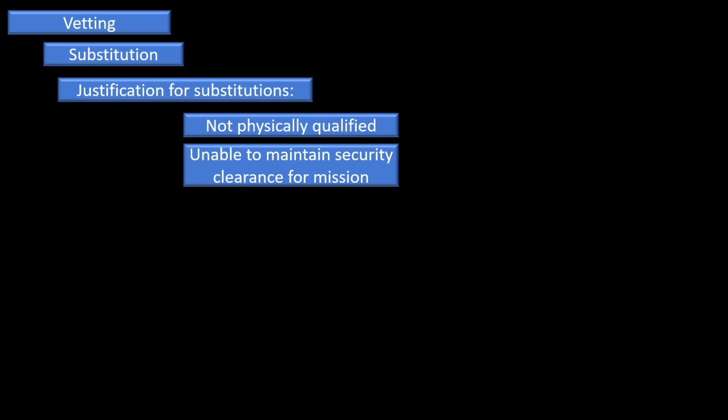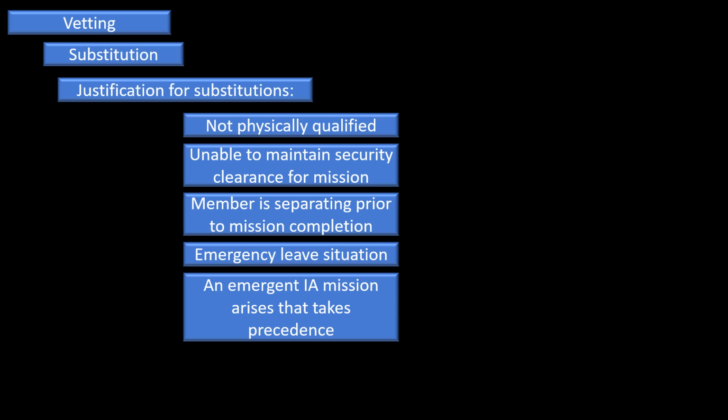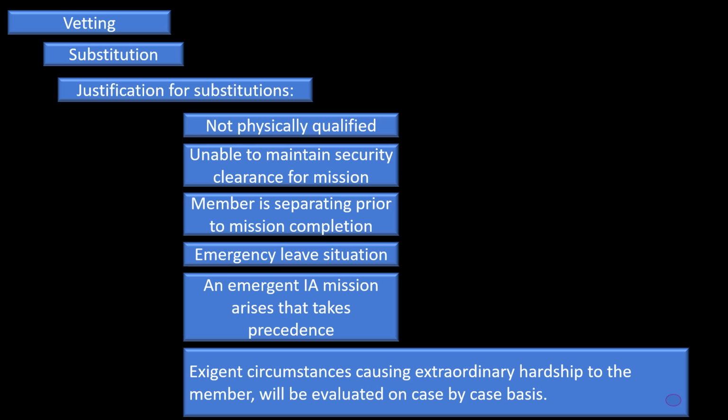Substitutions. So, justifications for substitutions: the person is not physically qualified and the waiver didn't go through; unable to maintain security clearance for the mission, so they can't be utilized; member is separating prior to mission completion; emergency leave situation; an emergent IA mission arises that takes precedence, so another mission took the person off of our hands; or circumstances causing extraordinary hardship to the member. These will be evaluated on a case-by-case basis.